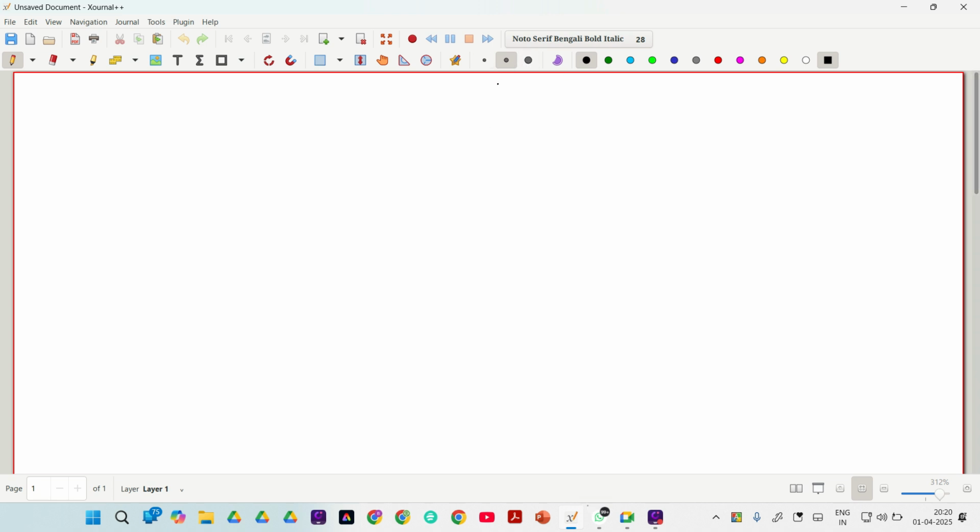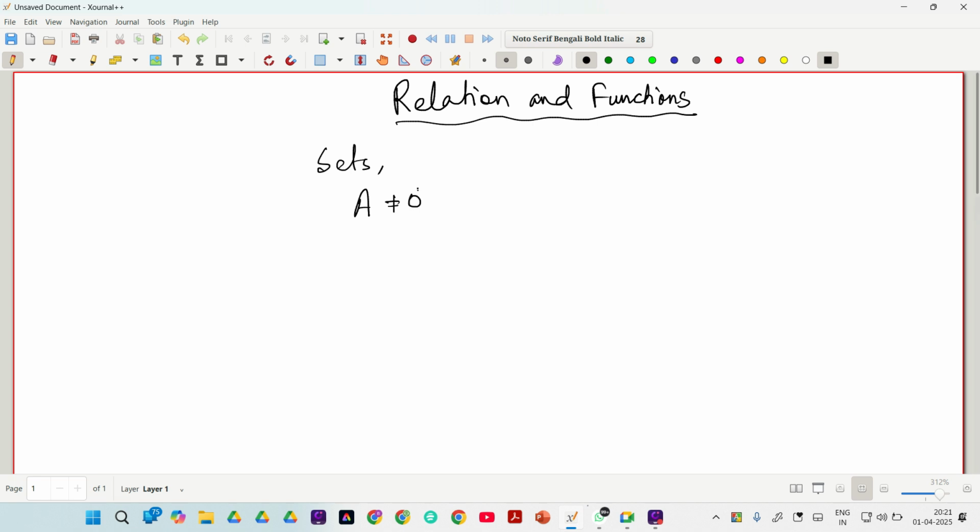So for class 12, the first chapter is relation and function. First, recall that from class 11, we have already studied about sets. Okay, so now there is a set A which is non-empty.